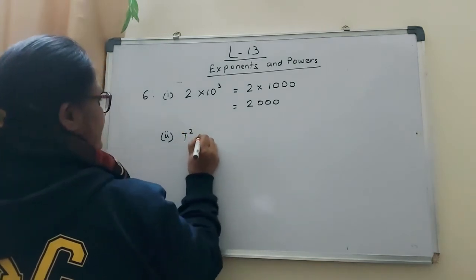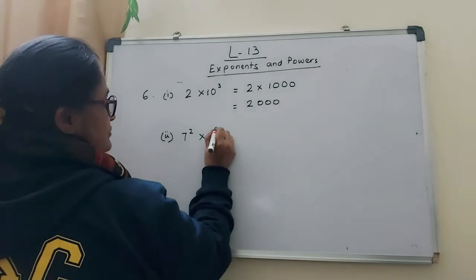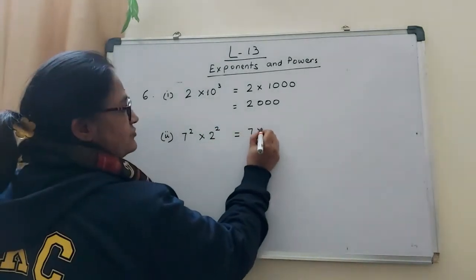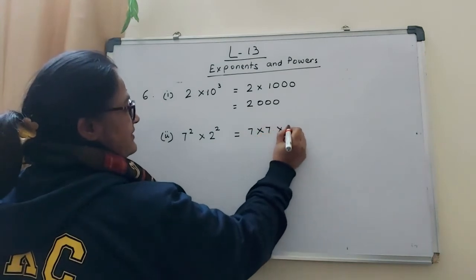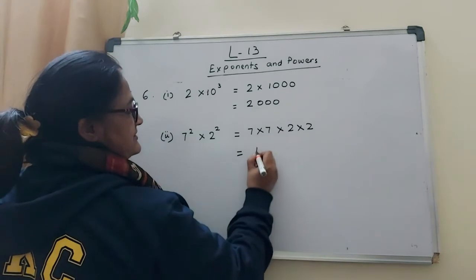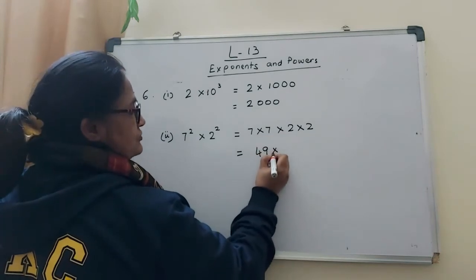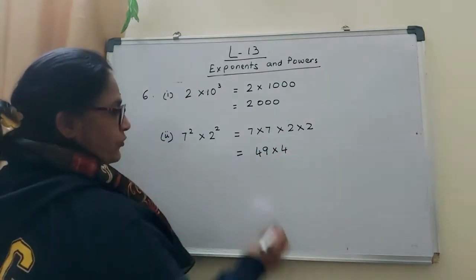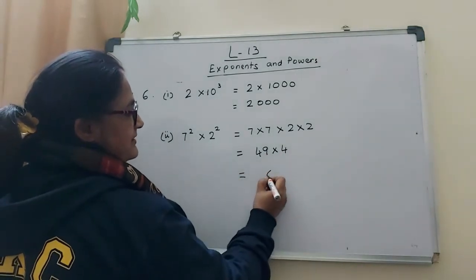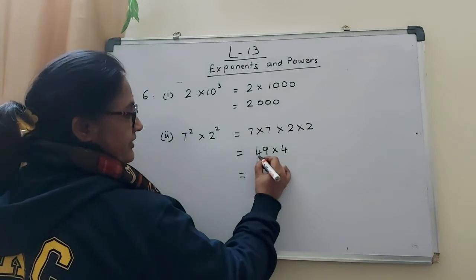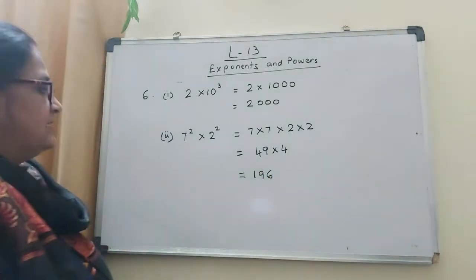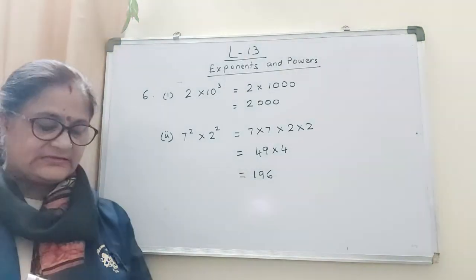7 raised to the power of 2 multiplied by 2 raised to the power of 2. Now 7 raised to the power of 2 means 7 multiplied by 7, and 2 raised to the power of 2 means 2 multiplied by 2. 7 sevens are 49. 2 multiplied by 2 is 4. Now multiply 49 with 4. 9 fours are 36, carry 3. 4 fours are 16 plus 3 is 19. So the answer here is 196.